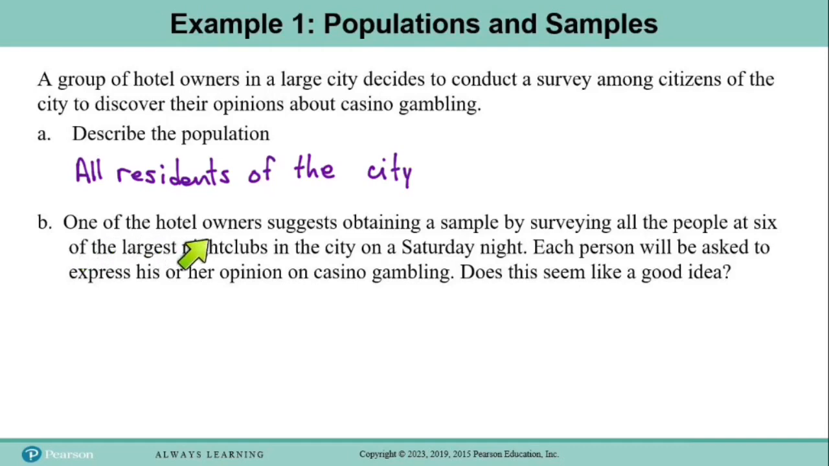And then in part B, one of the hotel owners suggests obtaining a sample by surveying all the people at 6 of the largest nightclubs in the city on a Saturday night. Each person will be asked to express his or her opinion on casino gambling. Does this seem like a good idea? Now remember, you want your sample to reflect your population. The people in the sample should represent a cross-section of the population.